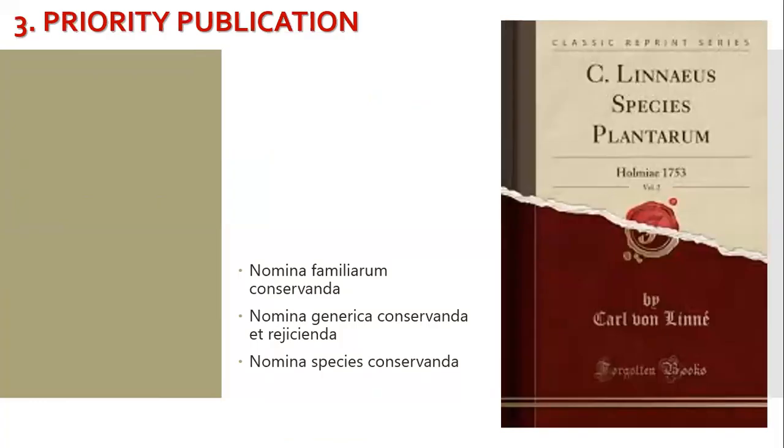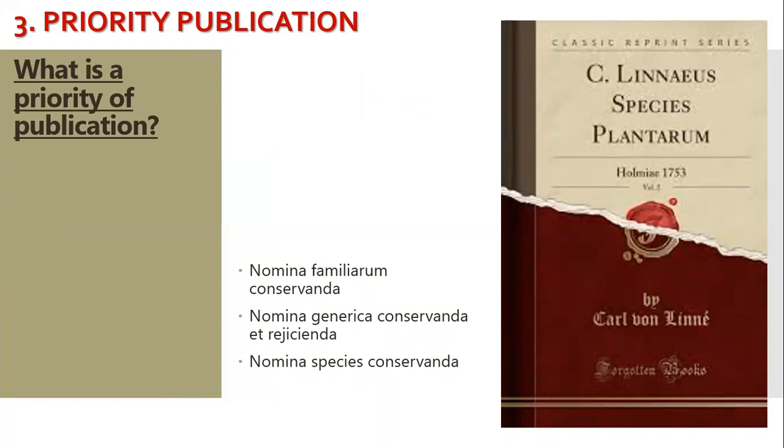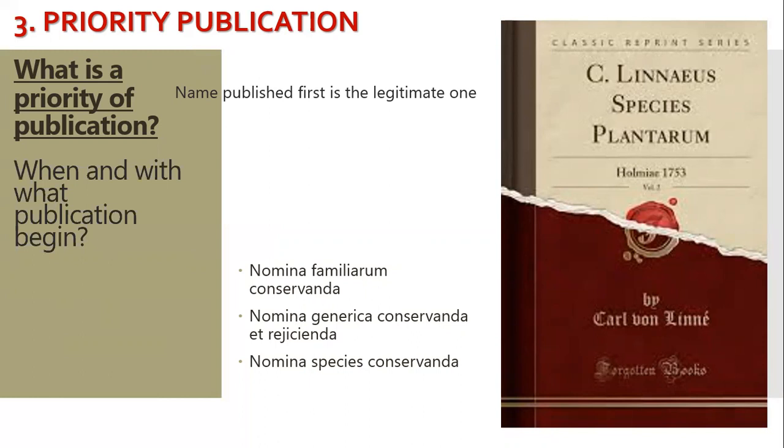The third principle of the ICBN is the priority of publication, which generally states that of two or more competing possibilities for a name, the one published first is the correct one, with some exemptions. Priority of publication only applies to taxa at the rank of family and below and does not apply outside a particular rank. It is based upon the year of publication.